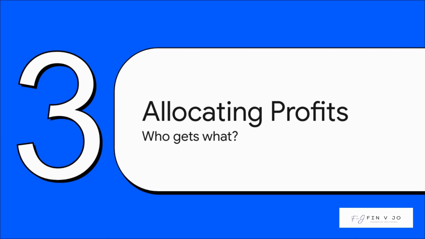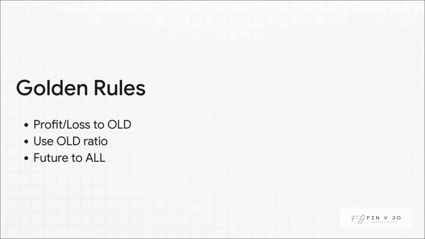Section 3, allocating revaluation profits. All right, this brings us to the most critical area where students always seem to lose points, the allocation. You need a totally foolproof mental framework for this. So here are your golden rules for standard revaluation. First, the profit or loss belongs exclusively to the old partners. Second, it is distributed strictly in the old profit-sharing ratio.